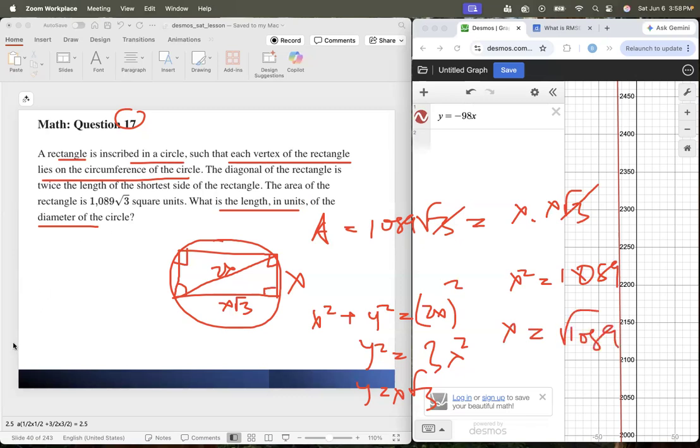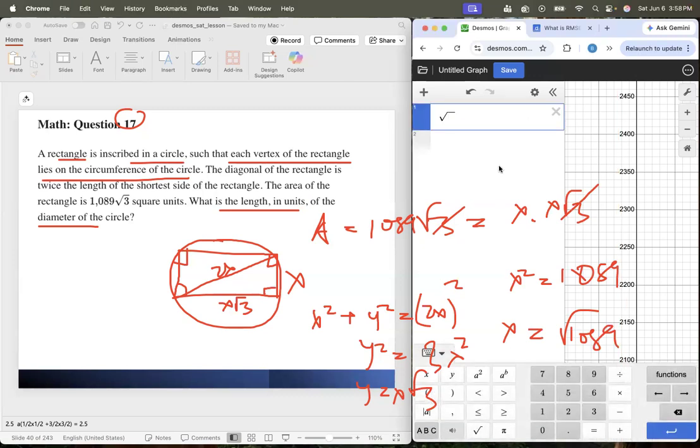And we can put this in Desmos and it can calculate it for us. So you have square root of 1089, and this is 33. Is 33 your answer? No. If you pick it, you wasted all the time. You get x is equal to 33.